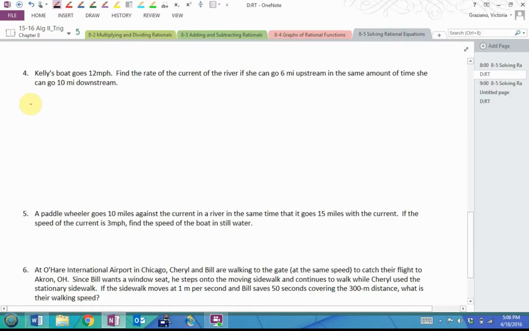So I'm going to think about her upstream. So it tells me she can go upstream for 6 miles. And if you're going upstream, the water is going against you. You have to work harder. By the way, I'm still using this distance equals rate times time. So the rate, I know she's going at least this 12 miles per hour, but the river is making them go slower. So I'm going to do 12 minus C, where C is the rate of the current. And that's what we're trying to find.